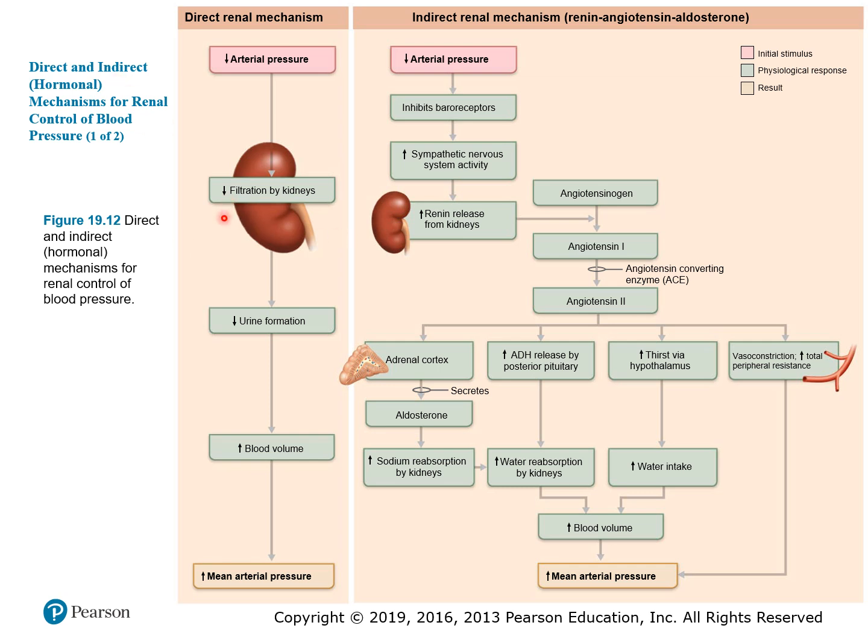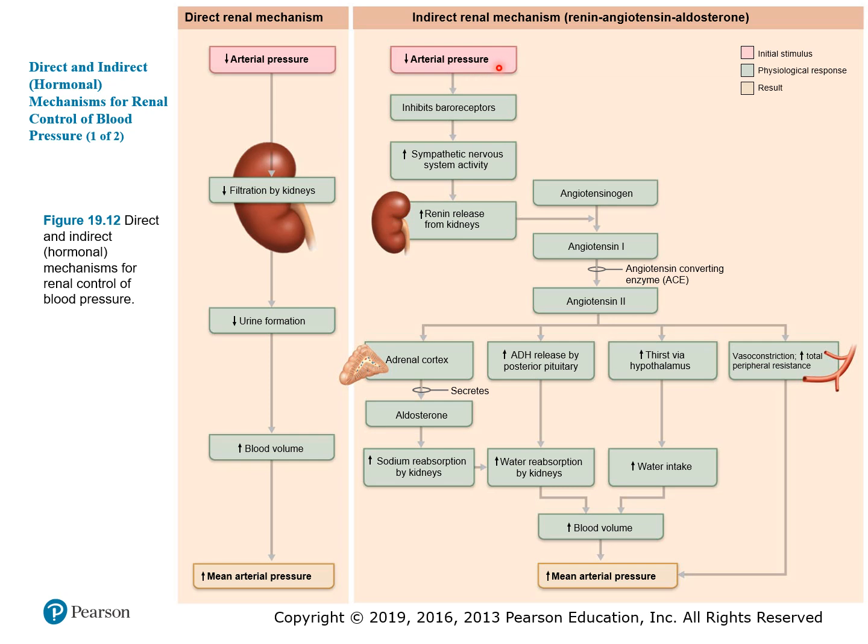So when filtration decreases, there is decreased urine formation, and this leads to increased blood volume. Why increased blood volume? Because less water is being removed in the form of urine, and this increased blood volume increases the mean arterial pressure. Now let's go over the indirect mechanisms.